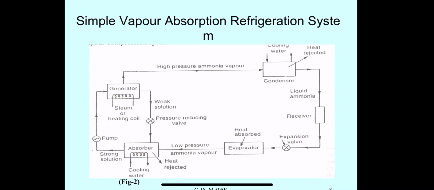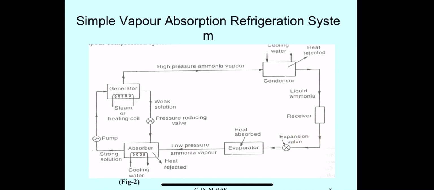So heat is removed, that is, heat is rejected. The vapor refrigerant ammonia is converted into liquid refrigerant, liquid ammonia. The liquid ammonia is sent to the receiver, which receives the refrigerant, and then it's sent to the expansion valve.